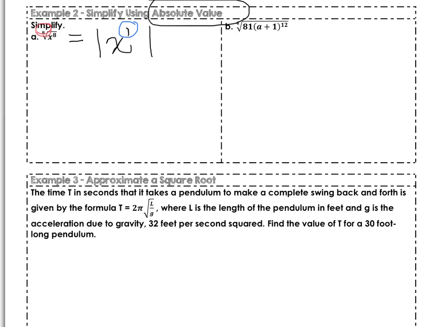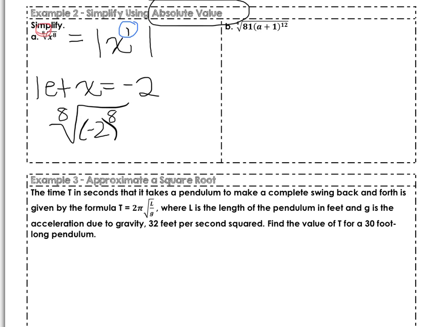The reason we have to do this is, let's pretend x equals negative 2. If we had the 8th root of x to the 8th and we're plugging in negative 2, negative 2 to the 8th power is going to produce a positive answer. However, this was supposed to be equal to x, which was equal to negative 2. That would never produce a negative answer, which is why we need to give absolute value bars to our final answer. All right, looking at B, we have the 4th root of 81 times the quantity a plus 1 to the 12th.